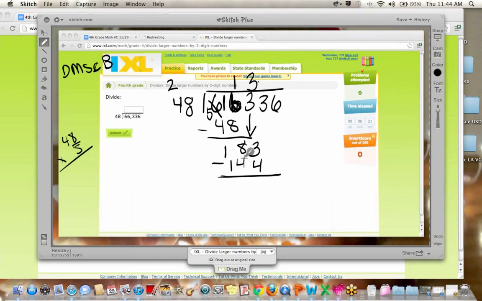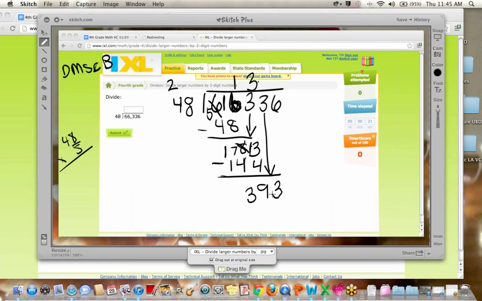All right, so now I got to subtract. I'll come over here and I'll borrow. Will, what is 13 minus 4? Hold on, let me do it. Okay. That's right, Tyler. 9. Good. And then 7 minus 4, we all know is 3. So now I need to check, is 39 smaller than 48? Yeah, it is. So I'm good to go. So now I will bring down another 3.